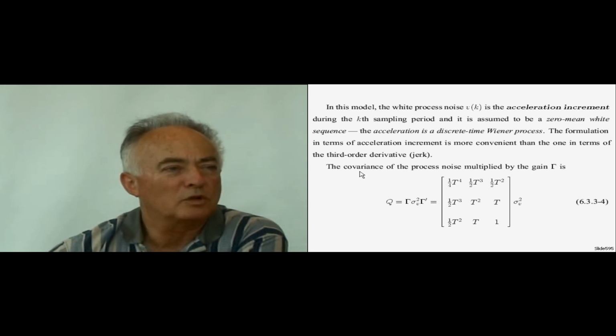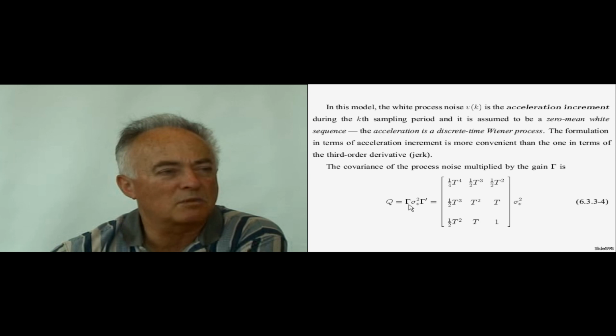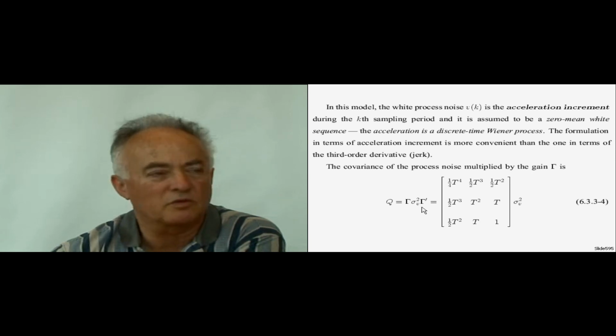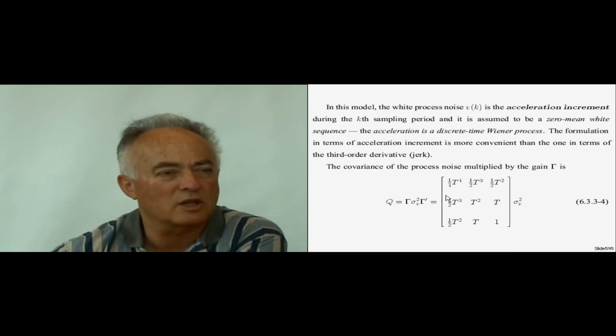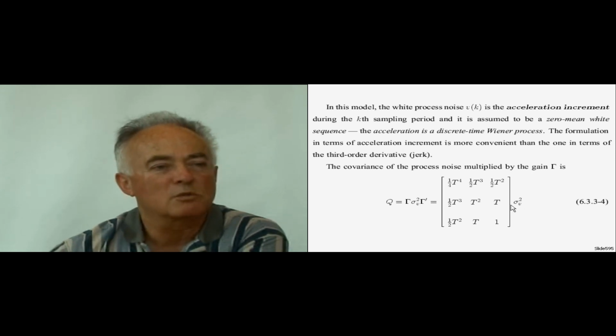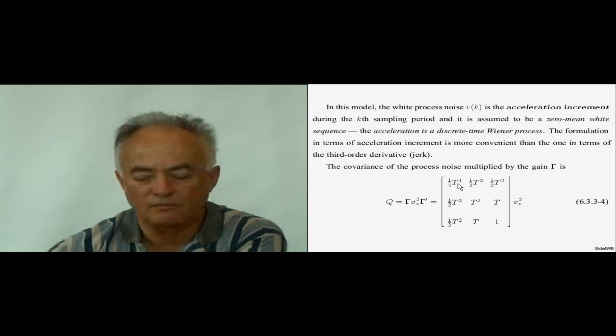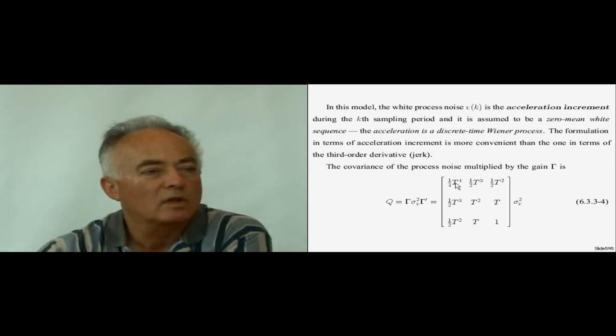The covariance of the process noise multiplied by the gain gamma is Q, again gamma sigma v squared gamma transpose, where sigma v squared is the process noise variance. It ends up with a matrix multiplying sigma v squared, where this acceleration increment variance goes directly with multiplier 1 into the acceleration, and T to the fourth over 4 into position.